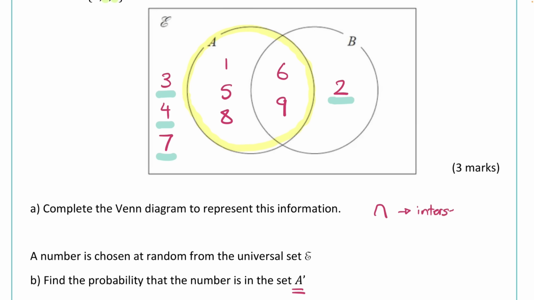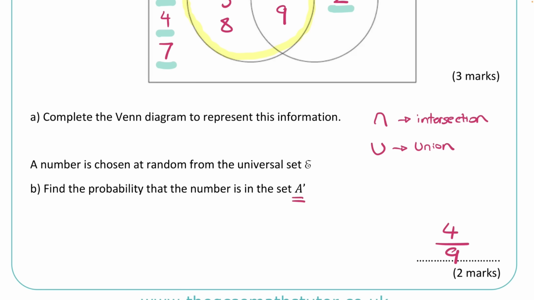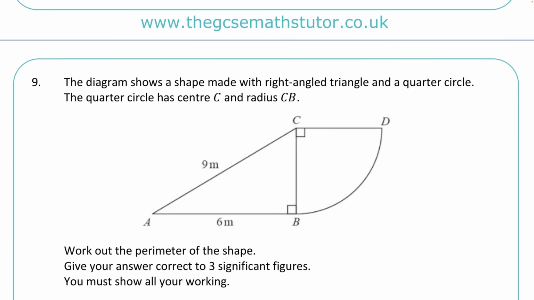So that is the 6 and the 9. And there's the intersection. Or you can be asked about the union, and the union is everything within the circles, including the intersection. So 1, 5, 8, 6, 9 and 2. So there we go, they would be the numbers in the union. So there we go, there is a Venn diagram and some set theory, specifically looking at the not in A part of this set theory here.